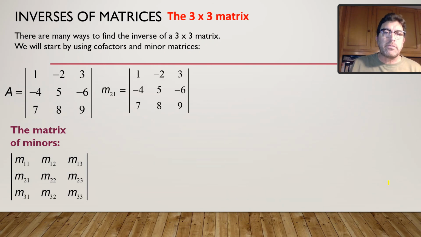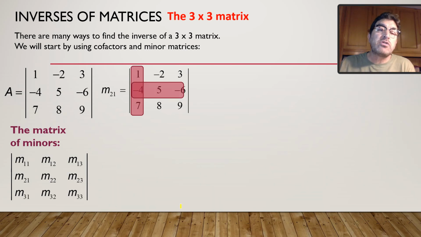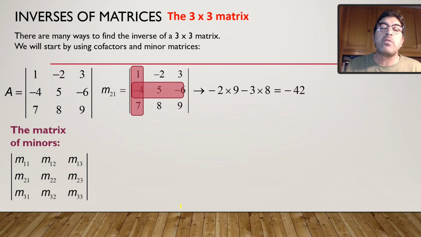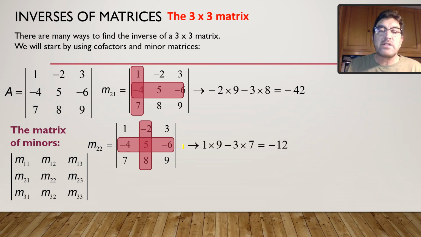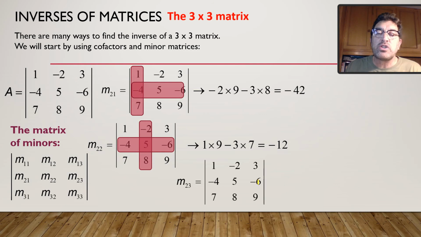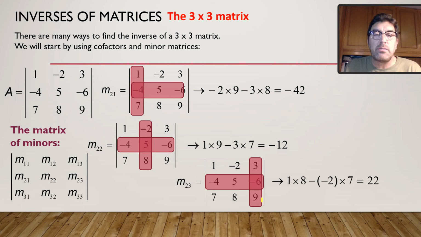Let's continue. We move to row 2, column 1, so this entry over there. We cover the row to which it belongs and the column, and we find the determinant. We do the same for entry 2, 2. We cover that column and this row, and we find the determinant of what is left. The same for M2, 3, which is the third one. We cover the row, we cover the column, we work out the determinant, and then we have the second row of the matrix of minors.